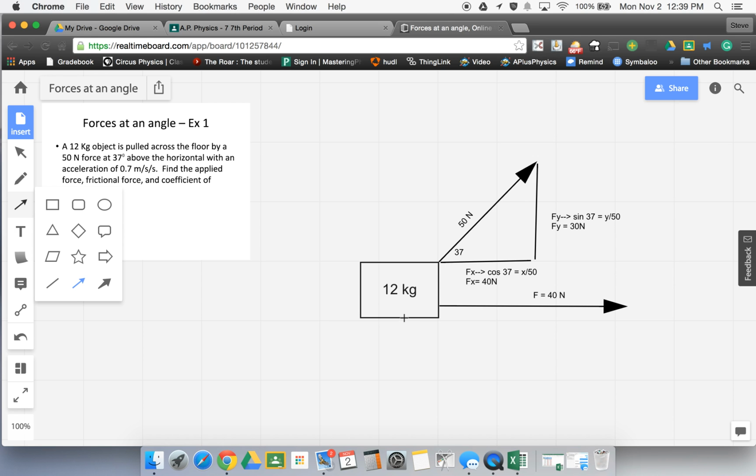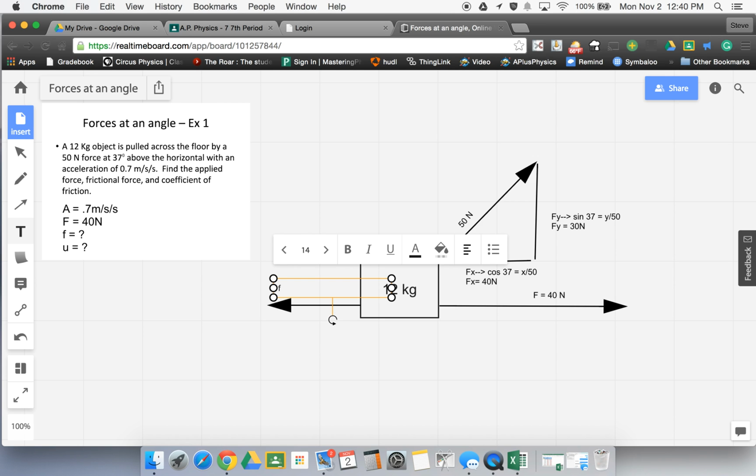We're still going to have to solve for the friction at some point. Friction always opposes the motion, so friction will be to the left. Since my applied force is to the right, friction is to the left. We'll go ahead and put that in there so we keep that. That's step one. Always solve for parts of the triangle.